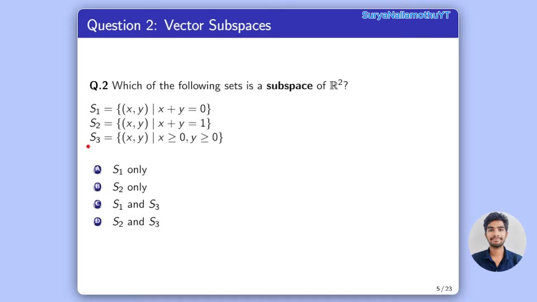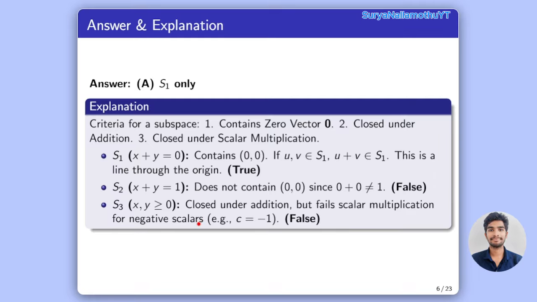Why is S3 not correct? We check that. Here x and y are greater than or equal to 0. It is closed under addition but fails scalar multiplication for negative scalars. For example, if we multiply by minus 1, it becomes negative, so it fails for negative scalars. That's why S1 is the correct answer. This is the way we need to solve GATE exam paper questions.